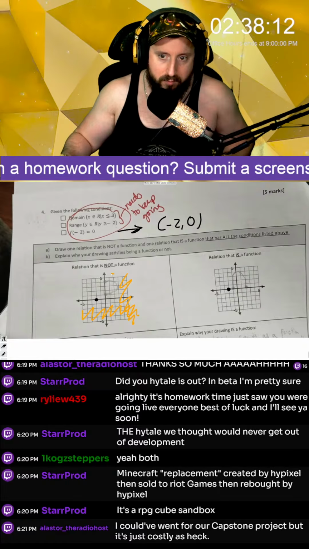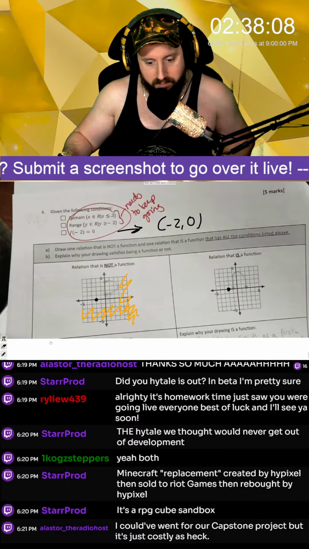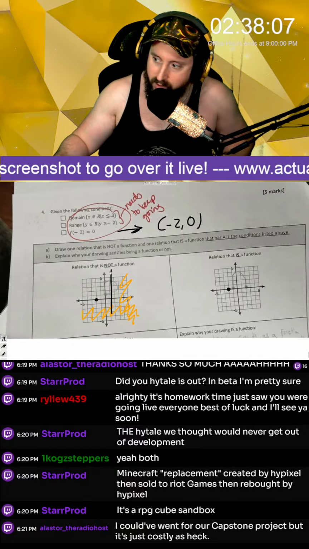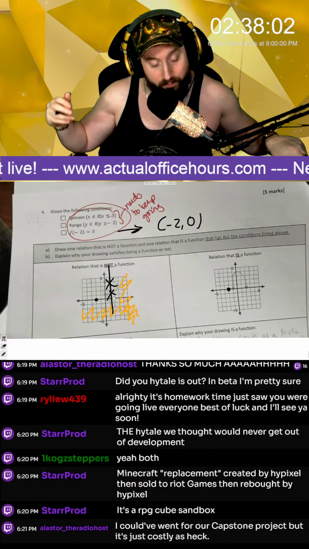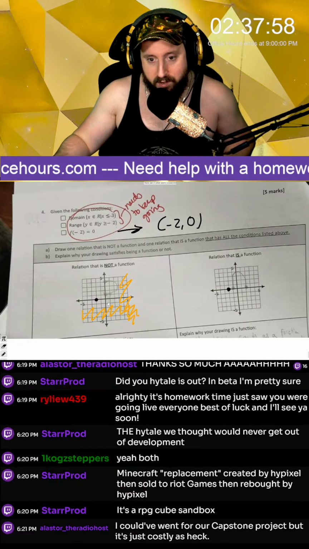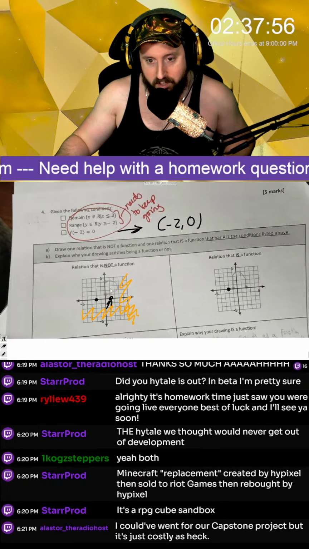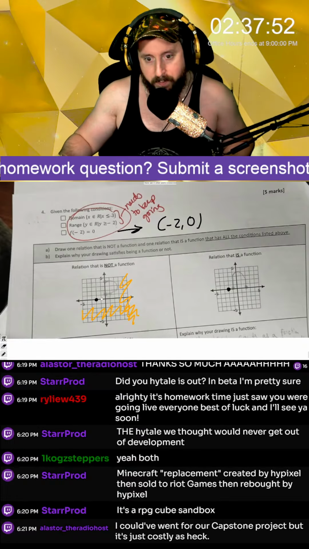Something is not a function. You had the right idea here. Something that's not a function is something that doesn't pass the vertical line test. Vertical line test means if I draw a vertical line and it hits in two different areas, it is not a function. The reason for that is a single value of x is getting you two different values of y, which you're not allowed to have if you're a function.